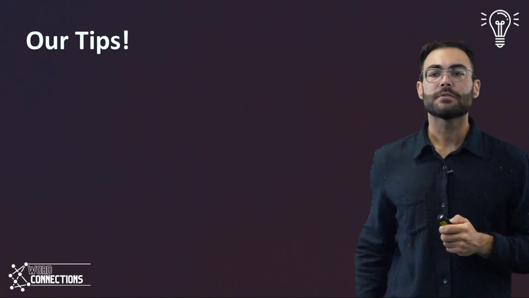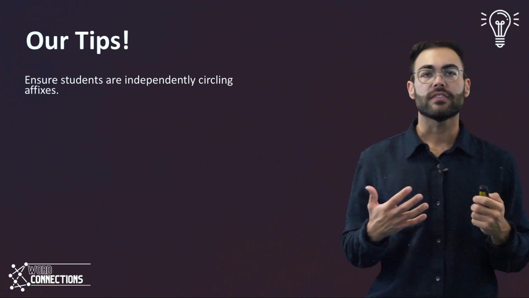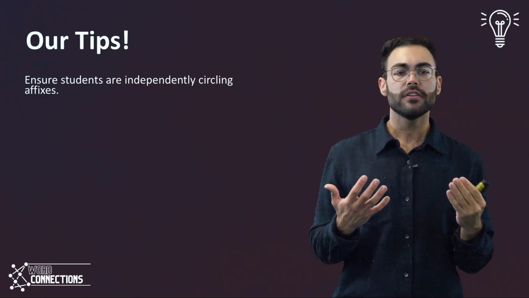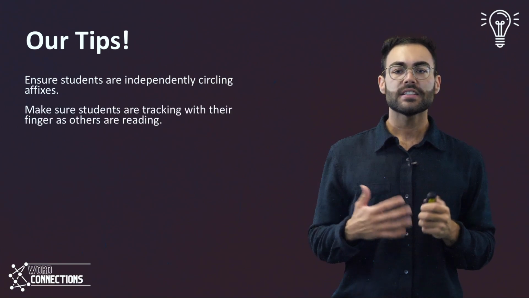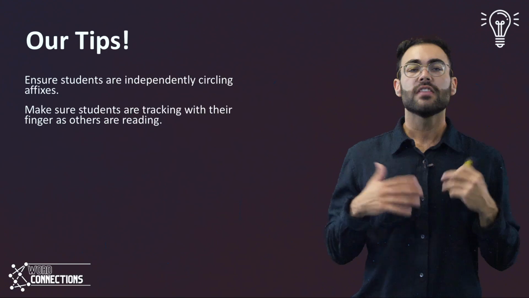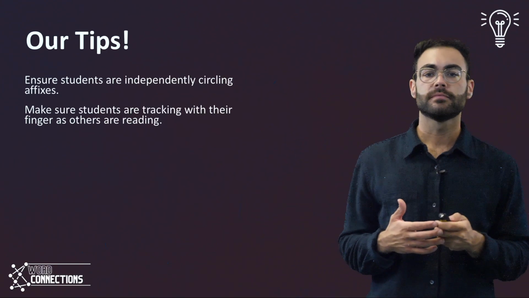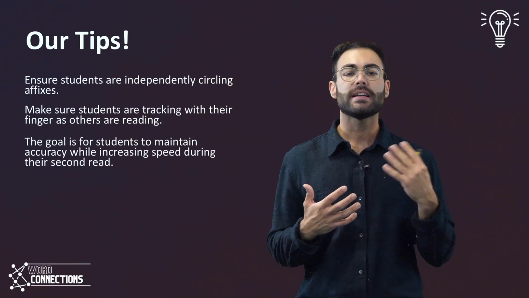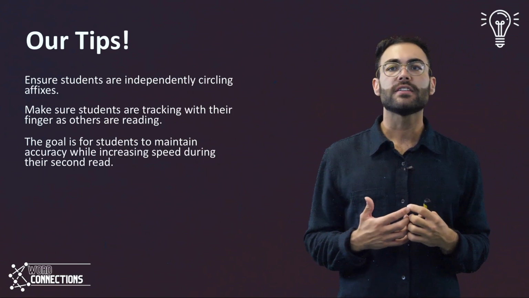All right, we have some tips for Beat the Clock. First, ensure students are independently circling the affixes, meaning it's okay to let students circle the affixes on their own, and if they miss a few, teachers can remind them as they're working through the list. Next, it's important to make sure that students are tracking with their finger as others are reading. This provides some extra practice to hear the words that they're going to be reading a second time. Finally, the goal of Beat the Clock is for students to maintain accuracy while increasing their speed during their second read. And it's okay to remind students of this.